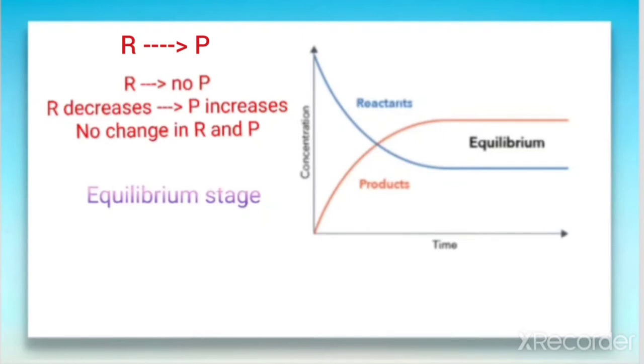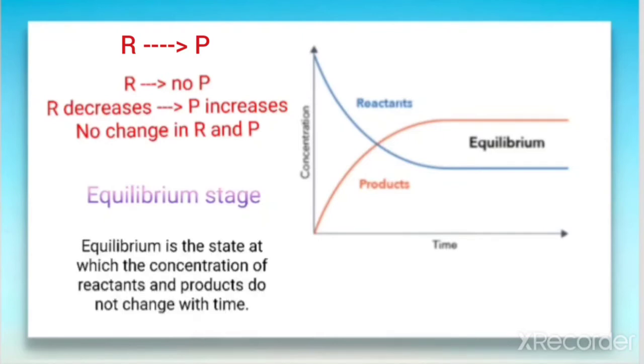So how do you define an equilibrium stage here? The equilibrium is the state at which the concentration of reactant and the product do not change with time. So that stage is called the equilibrium stage. Now why does it happen, why is there no change in the concentration of reactant and product at this stage? Because here the rate of forward reaction is equal to the rate of backward reaction.